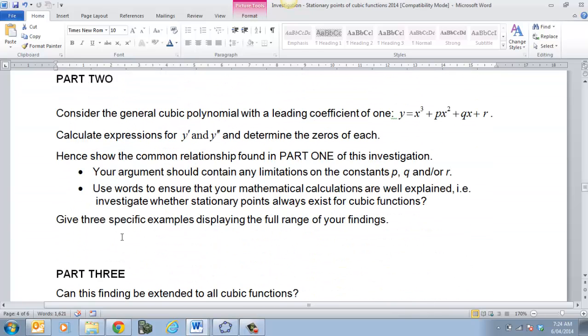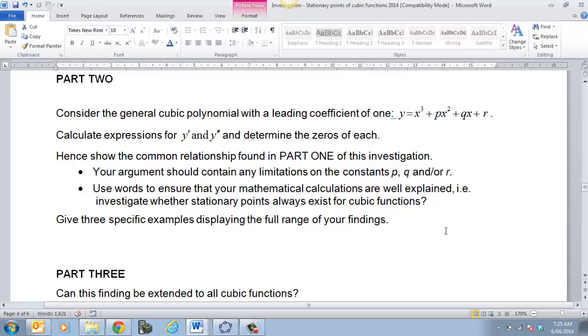In part two, you've been given this function here that you need to actually talk about. So you need to do your first and second derivative. Again, the same sort of process as what you do in part one, but now you're using a generic function. So you're using unknown values of P and Q. So again, it's doing that for a general term rather than for specific values. So that's the extension of that.